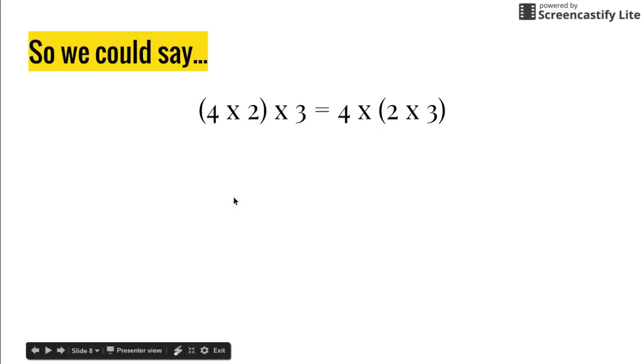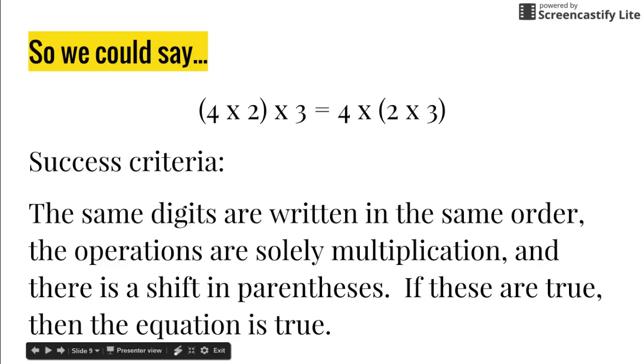So we could say that 4 times 2, in parentheses, times 3, is equivalent to, or the same as, 4 times 2 times 3. And again, the only thing that shifted was the parentheses. Okay? So our success criteria when we're looking for examples of identifying the associative property of multiplication, we need to know that the same digits are written in the same order. So let's check. 4, 2, 3, 4, 2, 3.